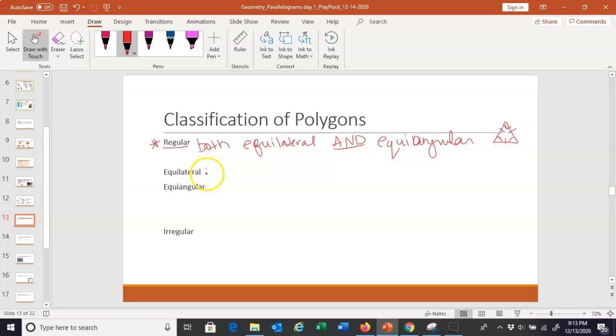So just a quick review. I know we talked about this with triangles, but this is for all polygons. Equilateral means equal sides, lateral meaning sides, and equiangular means equal angles. So this is the best definition ever. Irregular polygons, guess what? They're not regular. That's it. So it can be one of these, but it just won't be both or neither. Basically, if it's not regular, it's irregular.